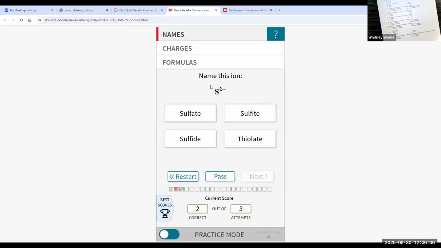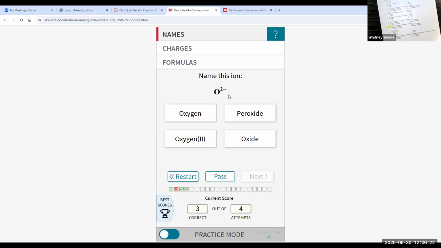So this one's kind of going off that last slide. This is just sulfur with a 2 minus. So this is never going to be just sulfur. It's not sulfate because that's SO4 2 minus. Sulfite is SO3 2 minus. So it's going to be between these two, and I don't know what that is. So sulfide. So yeah, use those answers to help you eliminate.